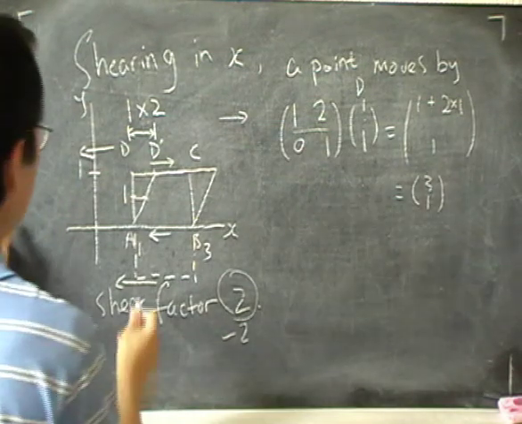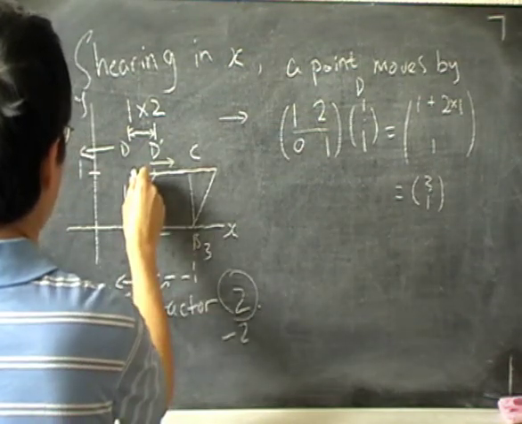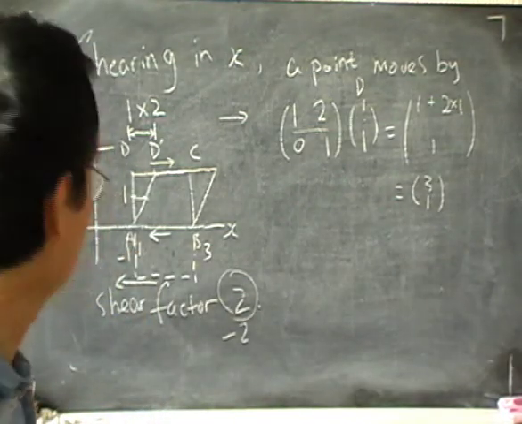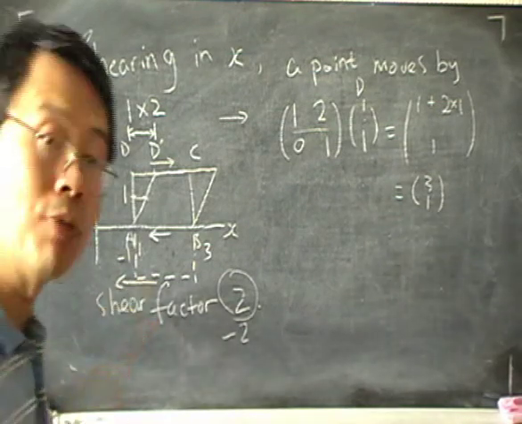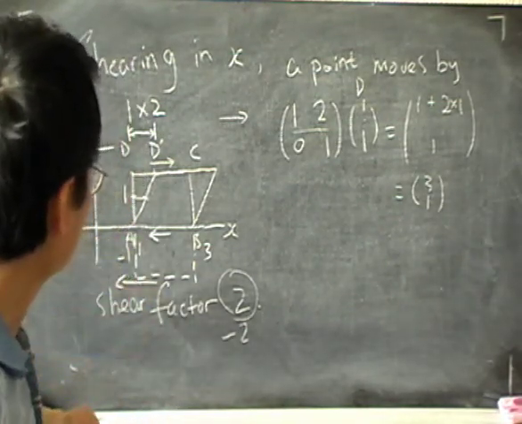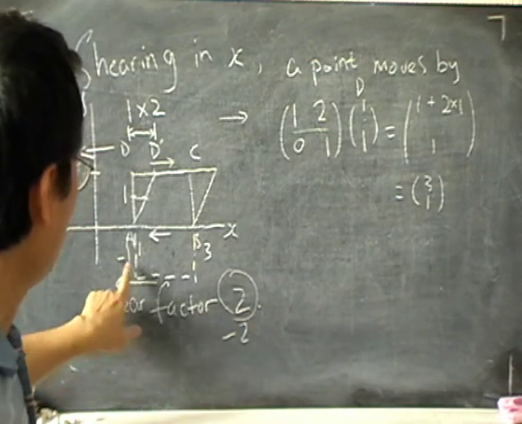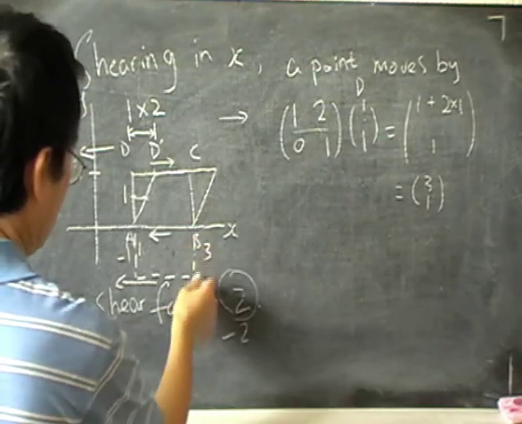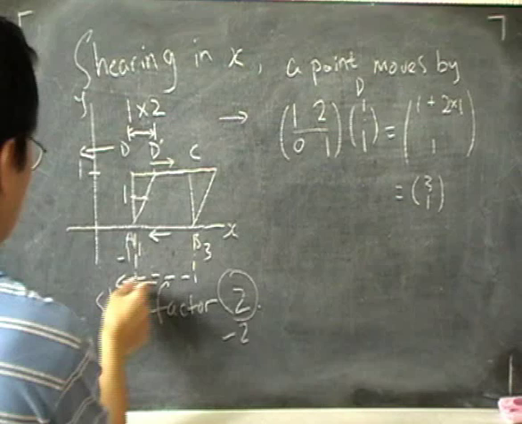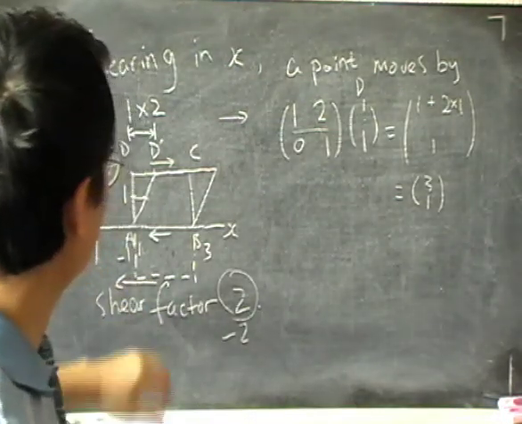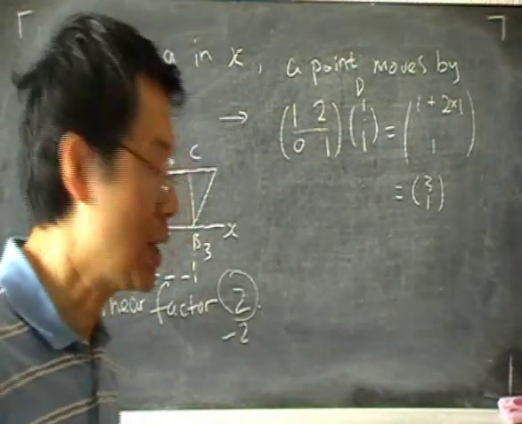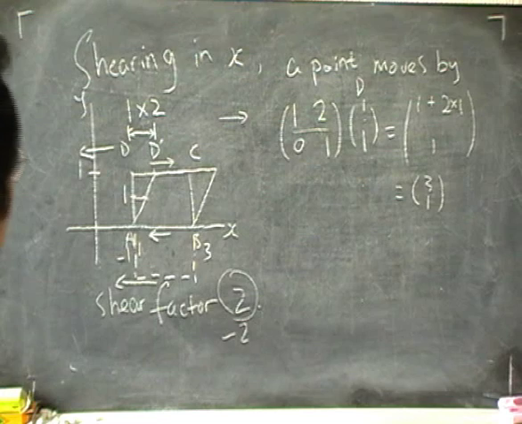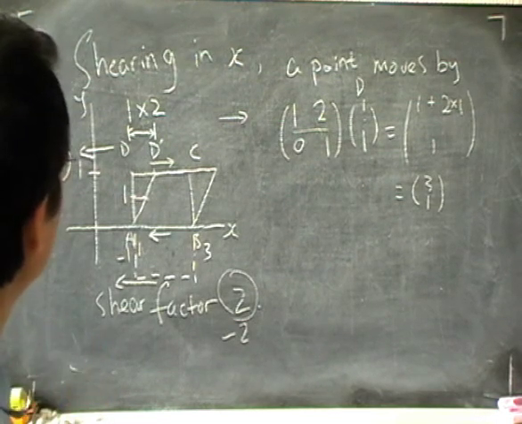Okay, the reason is that whereas the y value of this corner is 1, the y value of that corner is actually -1. So the distance that it moved, if you remember, is actually the y value multiplied by the shear factor. And because the y value is -1, you have -1 times 2, which is -2. So this means that if the rectangle is below the x-axis, this lower side would actually move in the opposite direction to what happens if the rectangle is on top of the x-axis. That is shearing in the x direction.